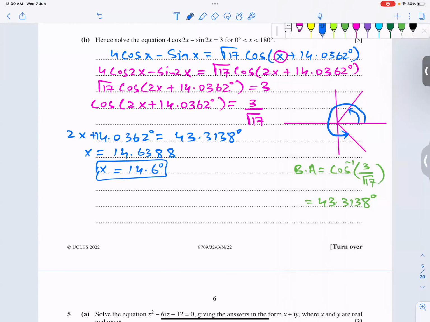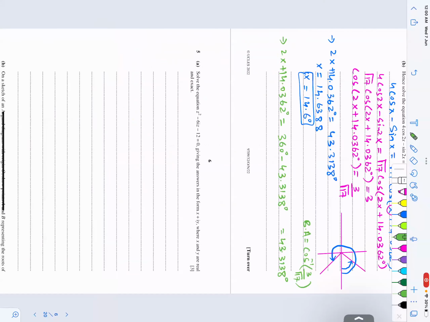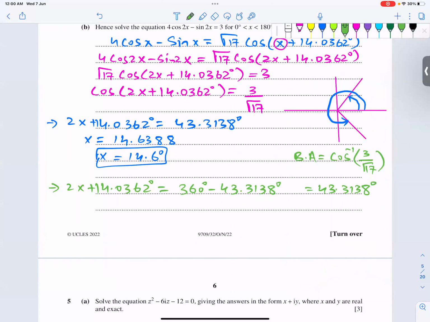Now, my second answer can be 2x plus 14.0362 degree, which is my angle. So my angle will be equal to this whole angle, which is actually 360 minus the basic angle 43.3138. This is the best method. You cannot ignore any answer if you apply this method. This is quite a long method, but if you apply it properly, you will never miss any answer.